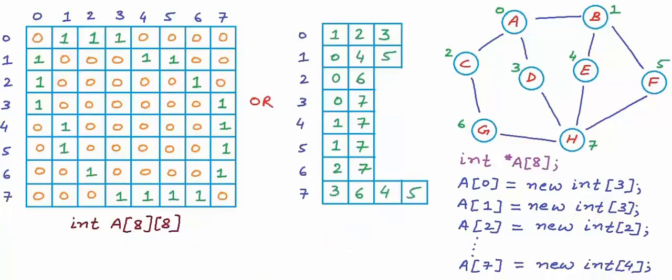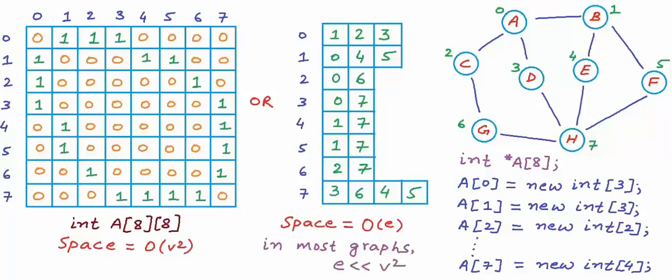We are definitely consuming less memory with the structure on the right. With the adjacency matrix, our space consumption is proportional to the square of the number of vertices, while with this second structure, space consumption is proportional to the number of edges. And we know that most real-world graphs are sparse. That is, the number of edges is really small in comparison to the square of the number of vertices.